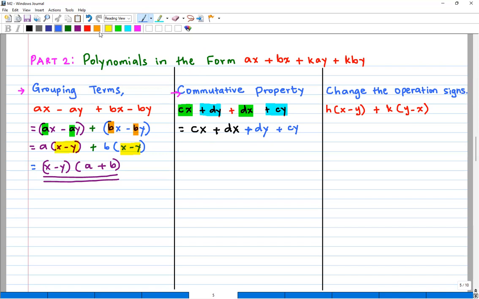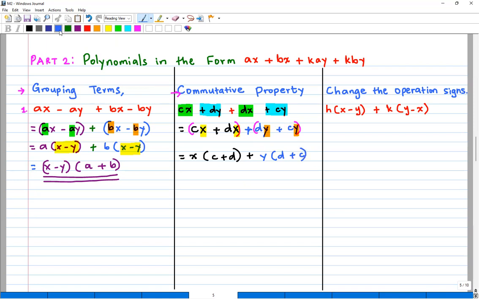From there, we can make a group. We say that we have this group and then this group. Now we go ahead and do what we did here. The GCF is x. You have x here and x here. So you write that as x into c plus d, plus the GCF here, which is y. This is y and this is y. So we write that as y into d plus c.